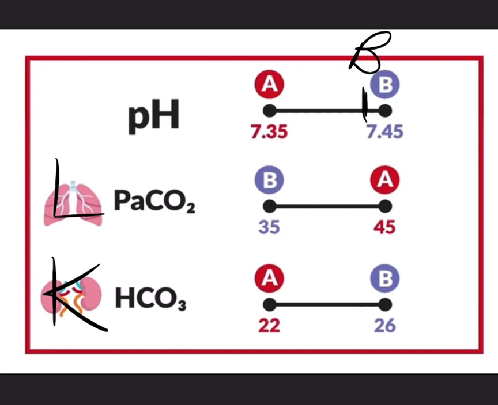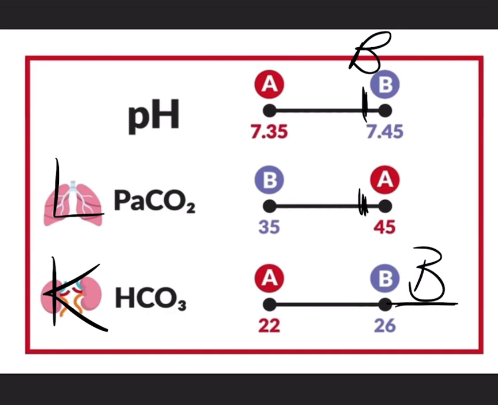So PaCO2 is 43, so it's within normal limits too, but looking at the number line, it is not our match because it is acidic. So that's not our match. HCO3 is 33, which is way out here. It is basic. So boom, we have our match. So the first part of this answer would be metabolic alkalosis.